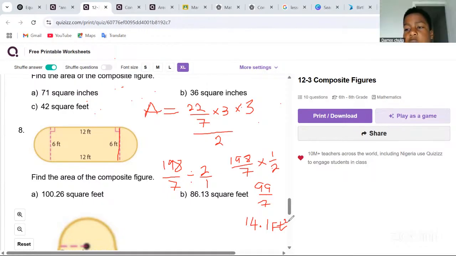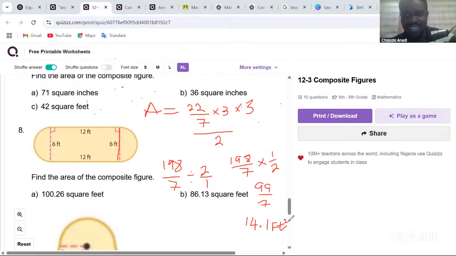The area of a rectangle is length times breadth. So do that for me now. Give me the area of the rectangle of this particular question. What did you get as your answer? 72. Very correct. 72 what?